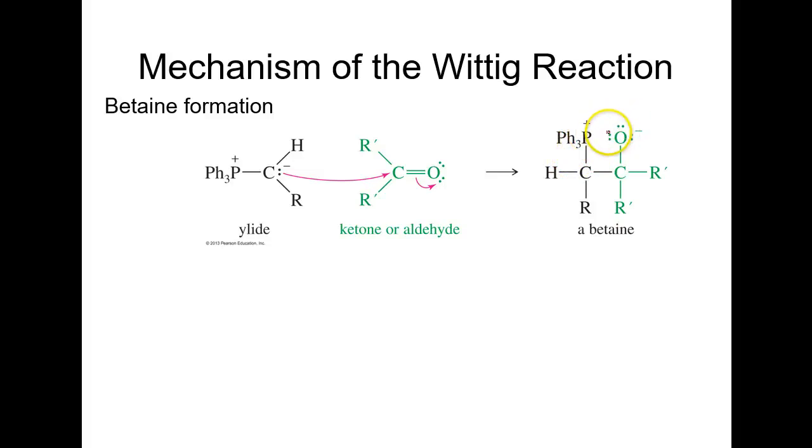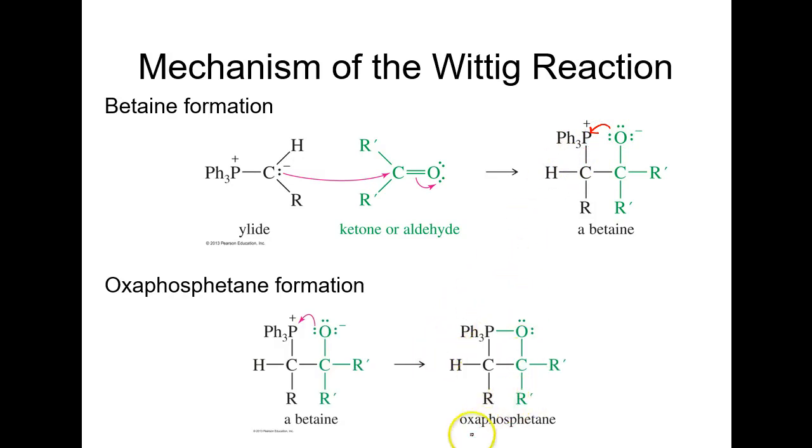So these electrons attached to the oxygen are going to bond to this phosphorus and form an oxaphosphatane. Say that. That's a fun word to say, oxaphosphatane. Kind of cool. It's a four-membered ring compound with a phosphorus there. Say it fast, it's really fun.